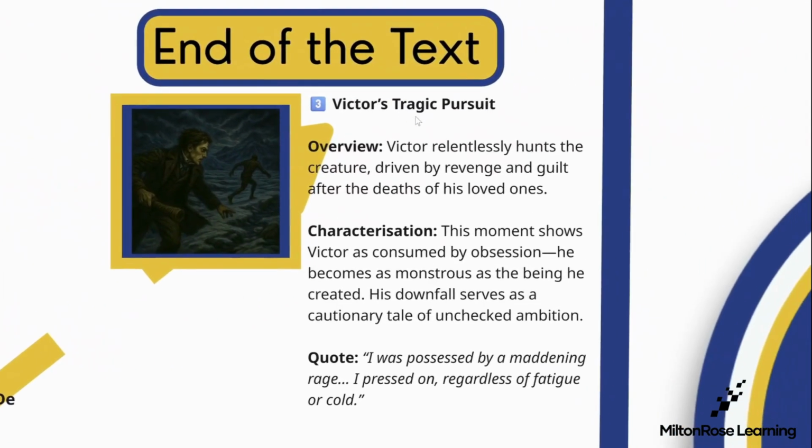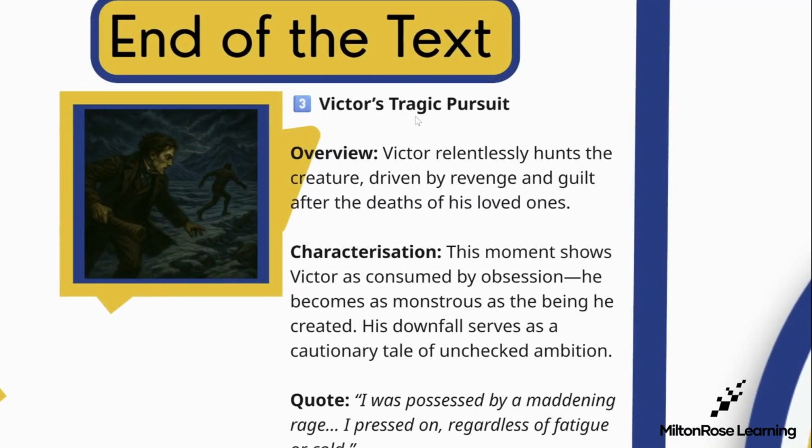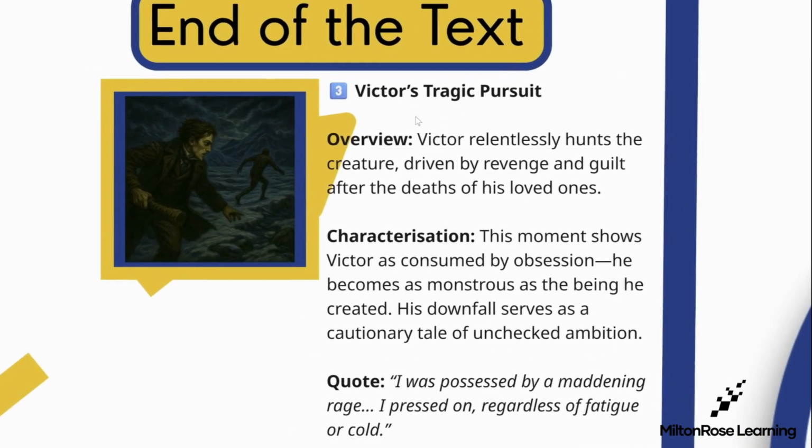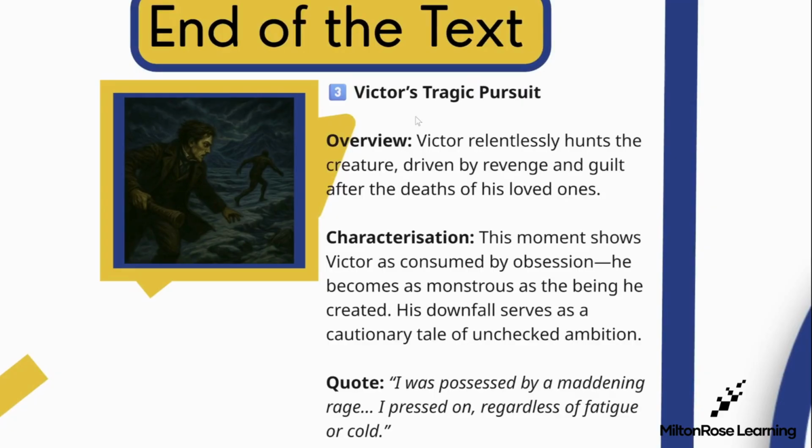And then at the end, we have Victor's tragic pursuit, don't we? So at the end, Victor relentlessly hunts the creature down, driven by revenge and guilt after the death of his loved ones, because the creature goes on a bit of a rampage, as we know. The characterization then, because this is a character study, this moment shows Victor is consumed by obsession. He becomes monstrous. He becomes arguably more monstrous than the creature. Some of my sharper students do say, he's the real monster in this text, actually, Victor Frankenstein. And there is a case where you can argue that, most definitely.